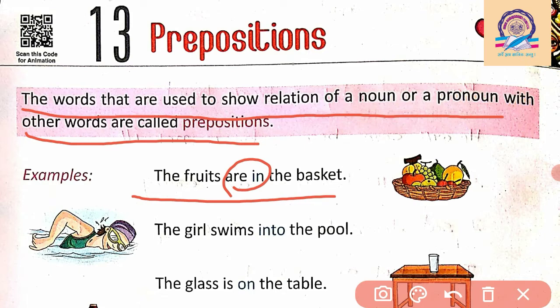Then the second example: the girl swims into the pool. Here we use "into" when motion is given. We can say that if the girl is already inside the pool, or inside the river or swimming pool, we can use "in". But when there is movement of a person, here the girl is swimming, so the motion is going on, at that time we can use "into".